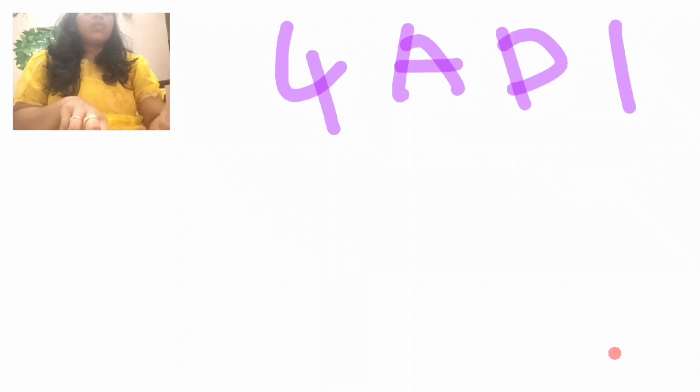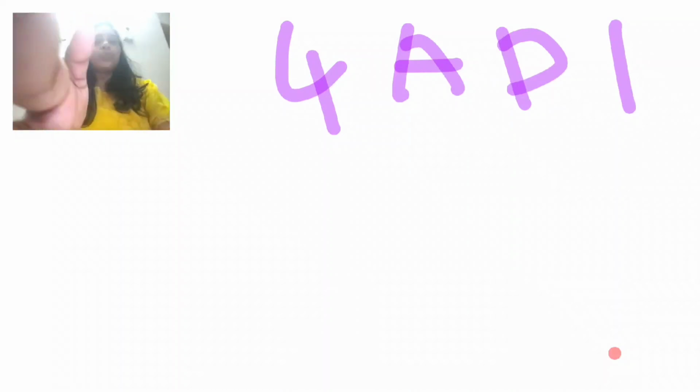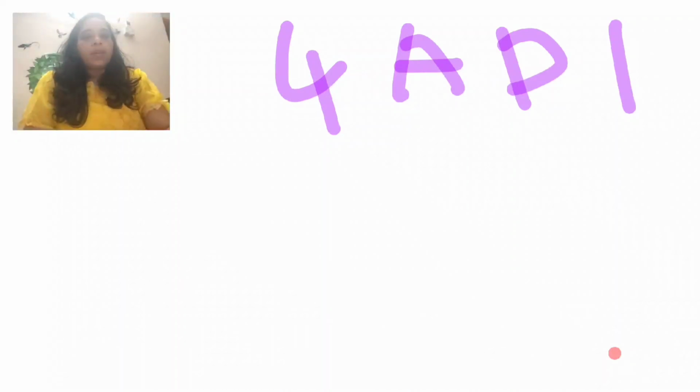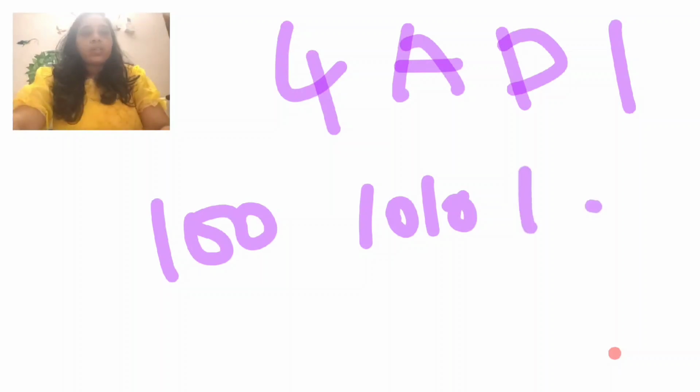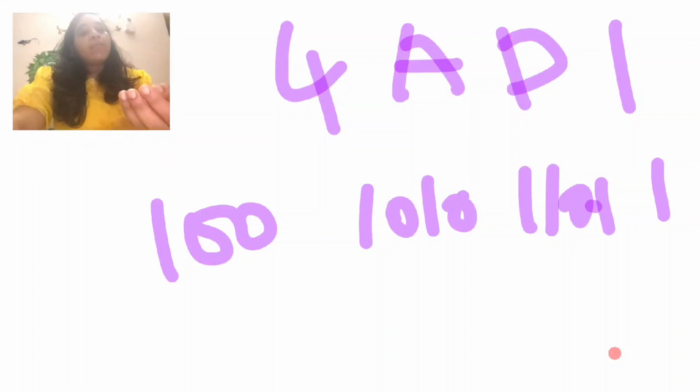4AD1. So how are we going to perform our calculations? 4 value is 100, right? A value is 1010, D value is 1101, and the 1 value is 1. So here I need to get 4 digits.